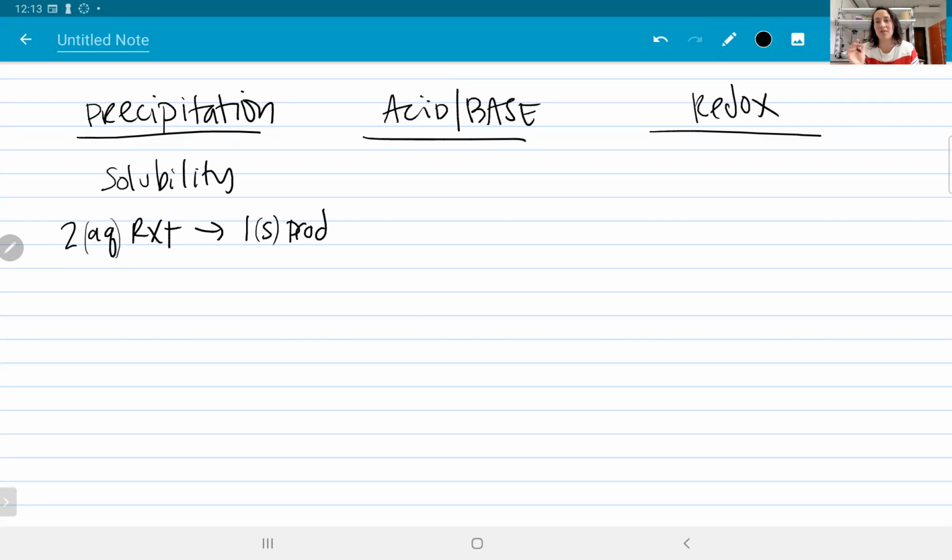When you're given a bunch of chemical equations and you're trying to figure out which of the three it is, you can easily either assign or discredit a precipitation reaction by looking for the states in your reactants and in your product. On the reactant side, you're looking for all aqueous, and on the product side, you're looking for at least one solid compound being formed.